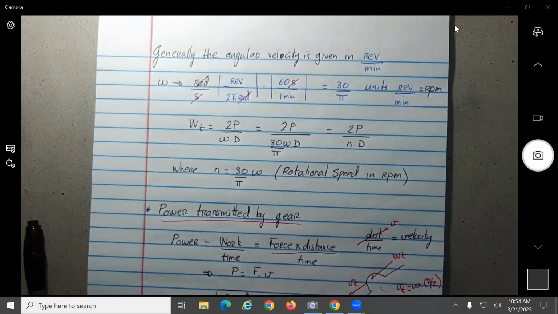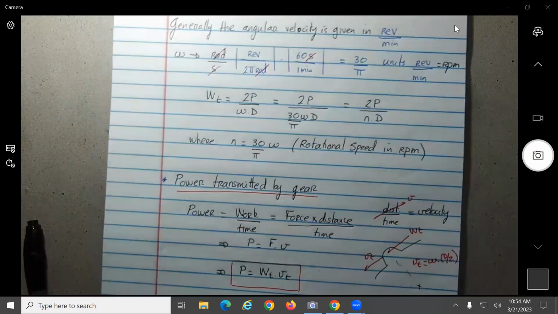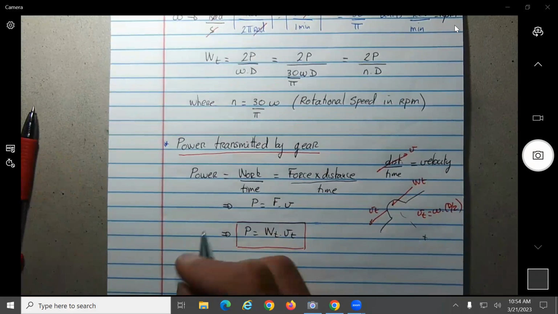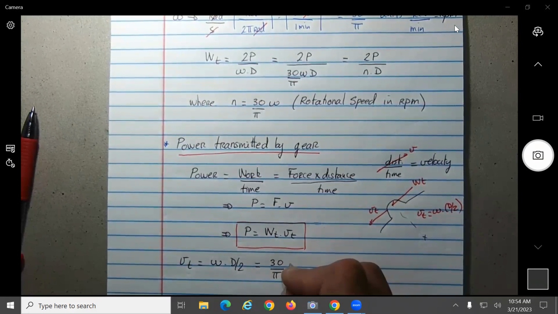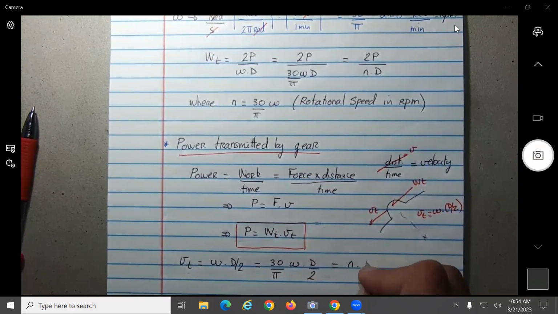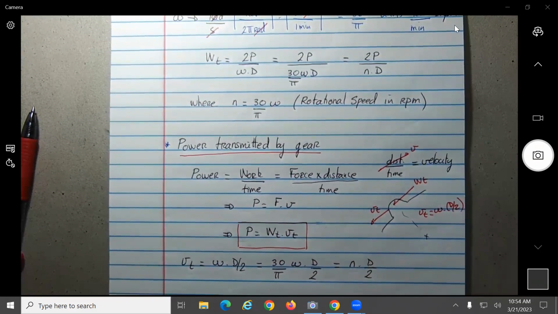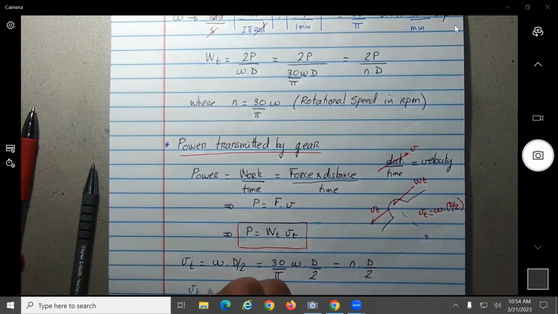Okay, just 2 more lines. There are multiple ways to write this. Basically, V sub t will be equal to omega times D over 2. This will be in radians per second, but if we do that in revolutions per minute, what will you have? 30 over pi omega D over 2 now, which would be the same as pi N D over 2. And V sub t is generally known as the pitch line velocity.